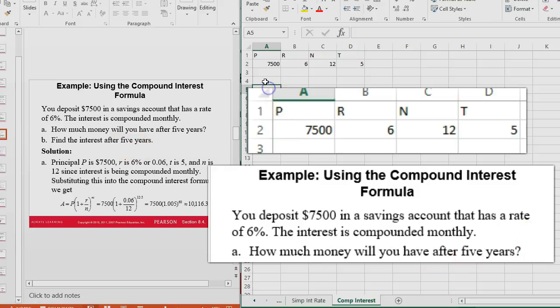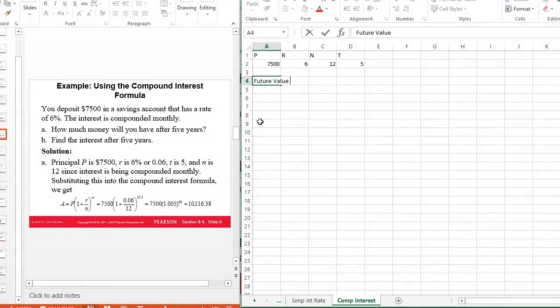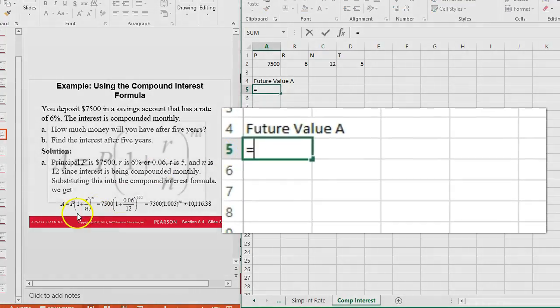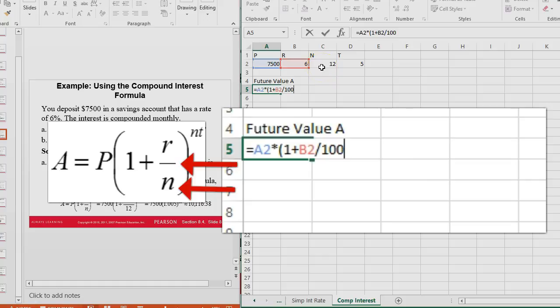Now how do I get the future value, or A? A equals P times parentheses 1 plus R divided by N. R needs to be a decimal, so R divided by 100 to get it to be a decimal, then divided by N. N is 12. Close parentheses, raised to the power of, that's shift 6.